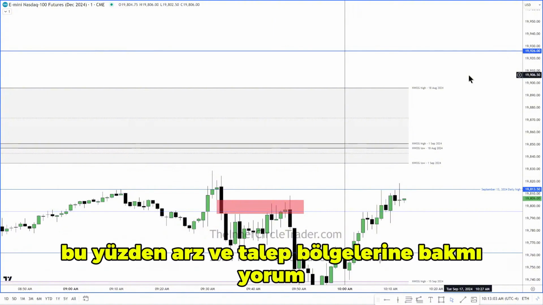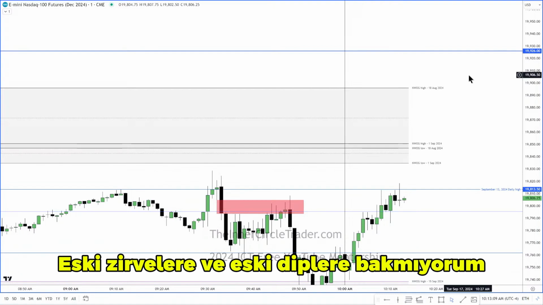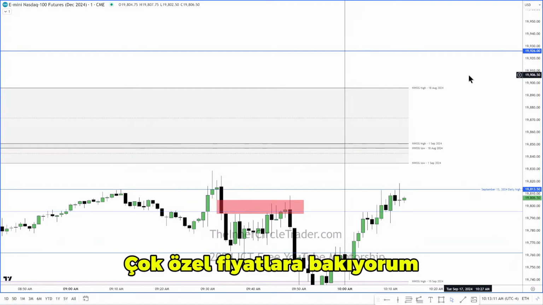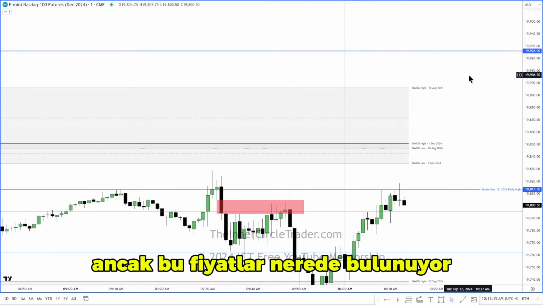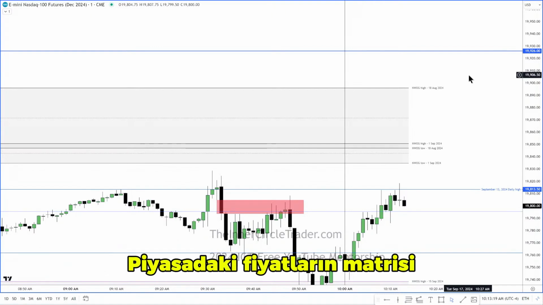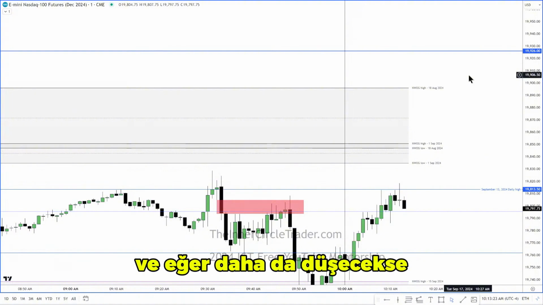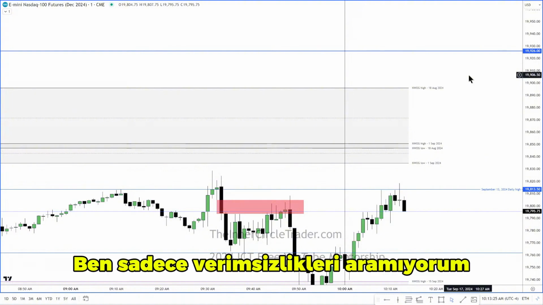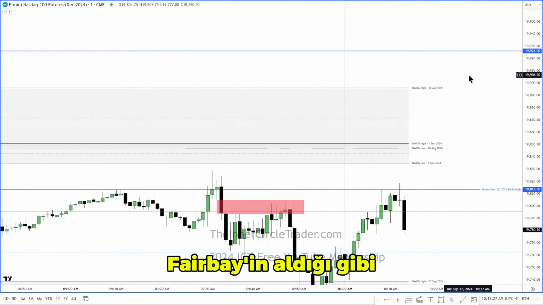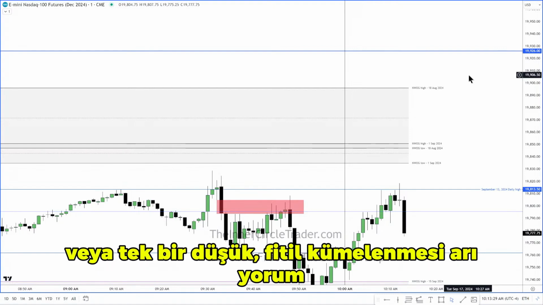and you can see it. So I'm not looking at supply and demand zones. I'm not looking at old highs and old lows for support and resistance. I'm looking at very specific prices, but where those prices reside in the matrix of where price is at in the market. And if it's going to go lower, I'm going to be looking for discount arrays. I'm not just looking for inefficiencies like a fair value gap. I'm not looking for relative equal lows or a single low.